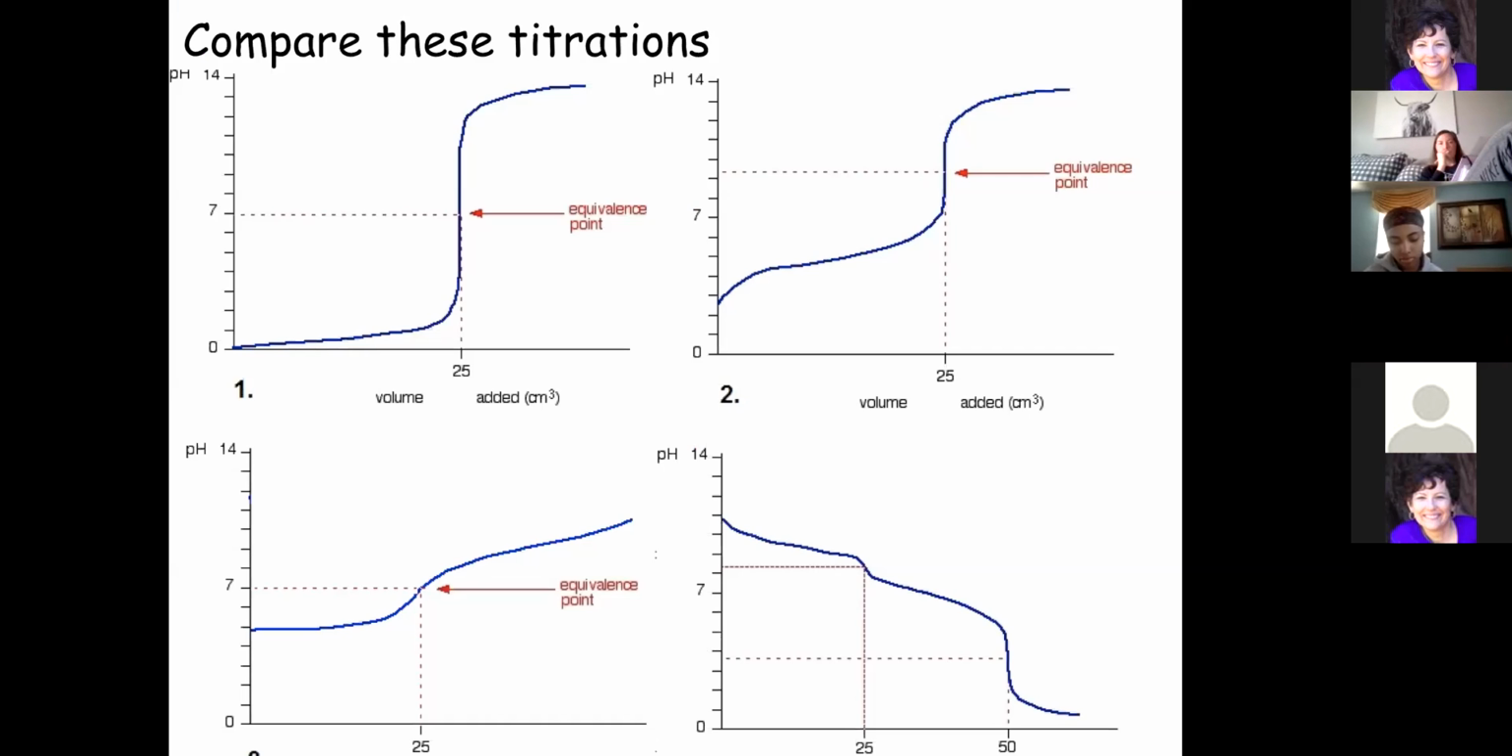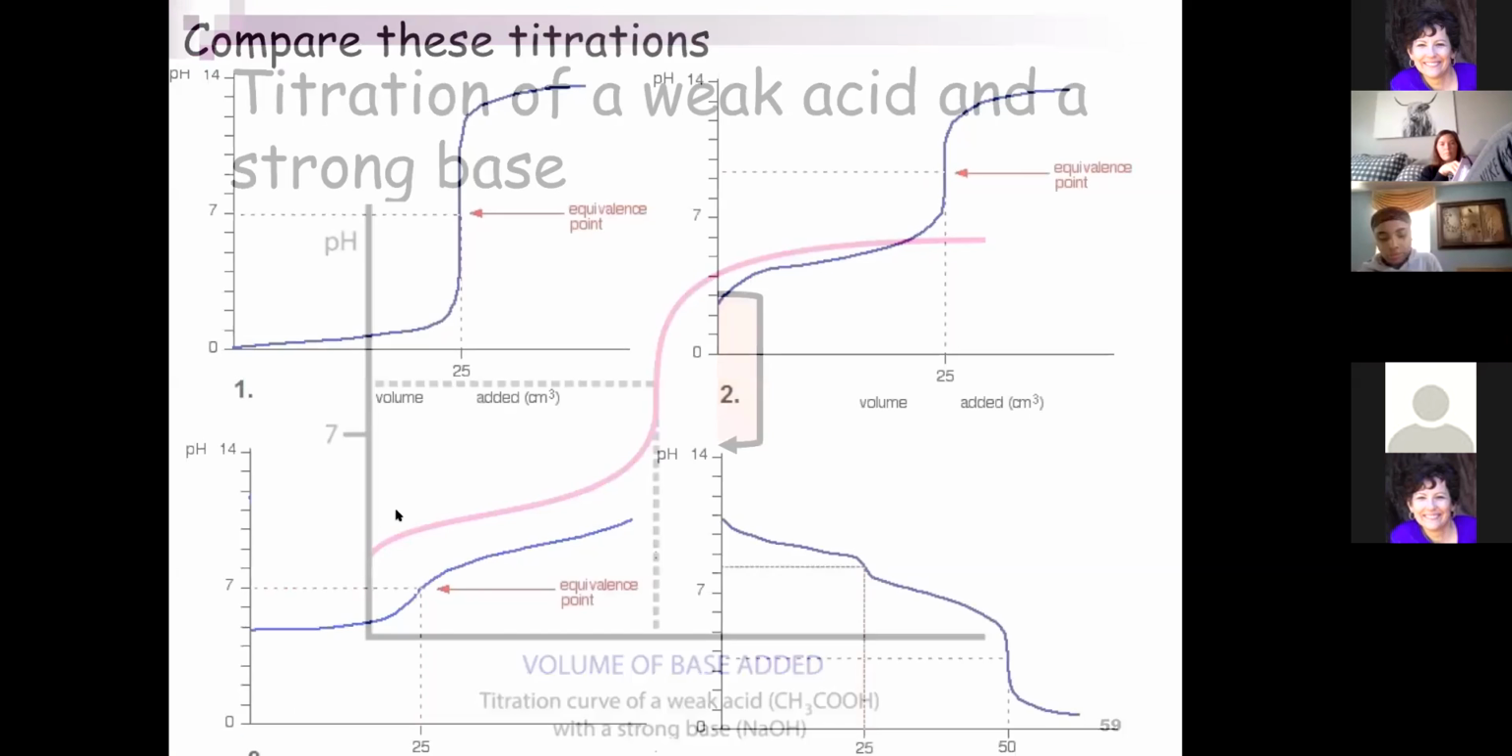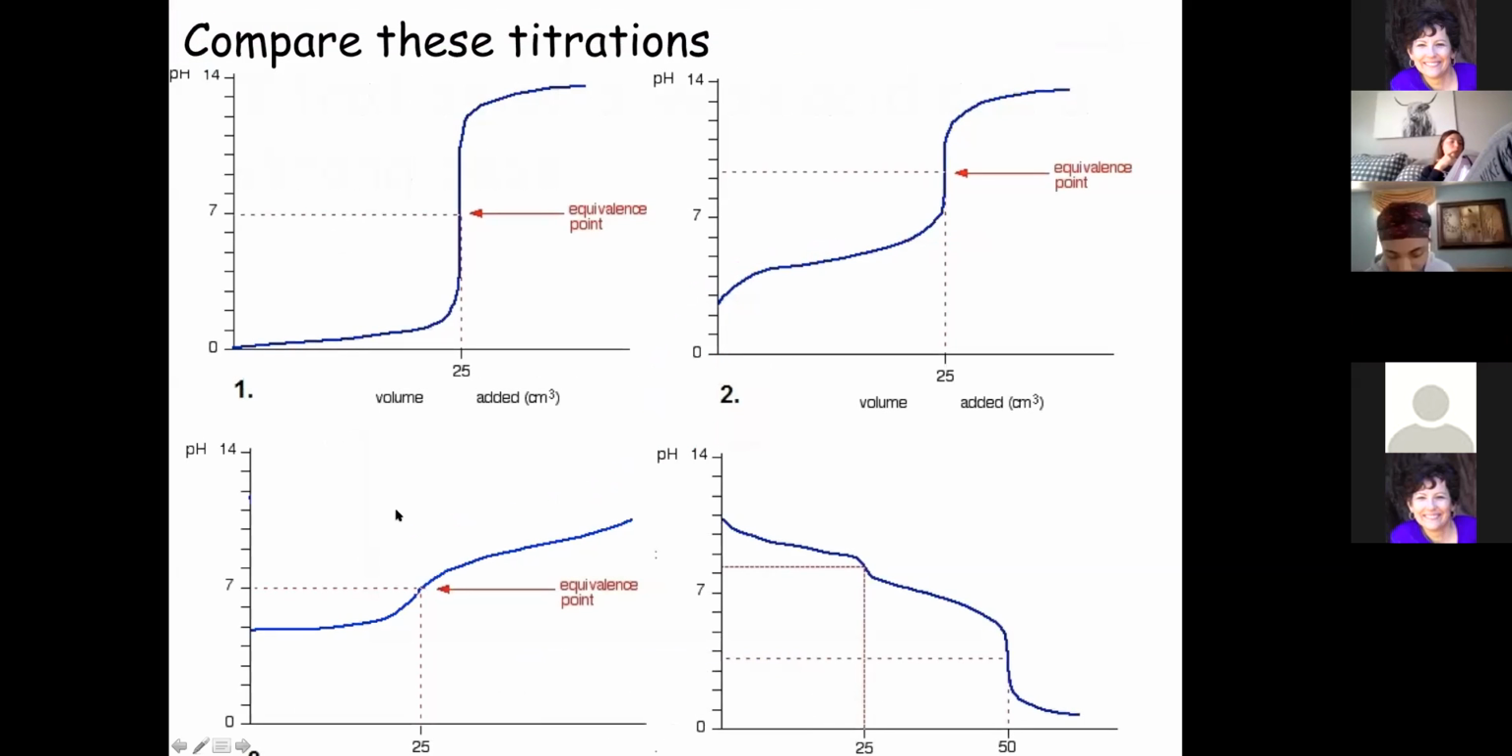which one is, let's see what my choices are. I guess I didn't have any choices. Okay, so our choices are strong acid with a strong base, weak acid with a base, and a base titrating an acid. You want us to identify them?